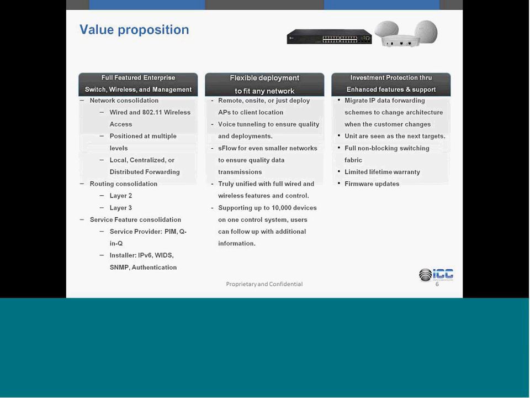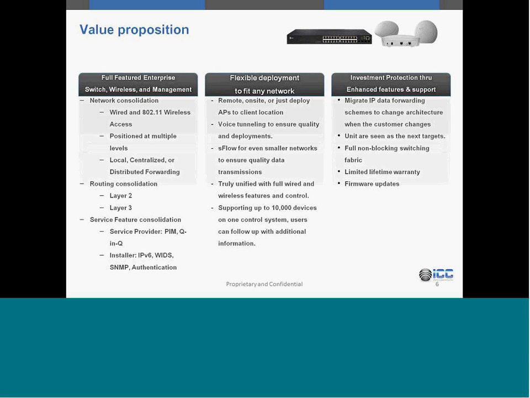To break down the value proposition simply, it falls into three different segments. The featured enterprise switch, wireless, and management capabilities allow the end user as well as the service provider to have a set of tools that enable them to better control their environment, ensure security, and make sure that they're able to control the data content in its various forms, whether it's wired or wireless, able to position at multiple levels, layer 2, layer 3, and then also be able to control the forwarding schemes, whether centralized or distributed, of that environment.